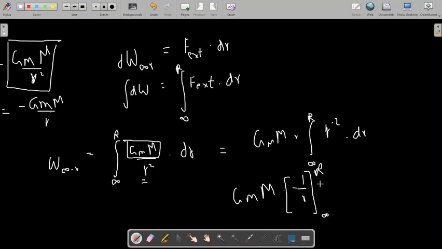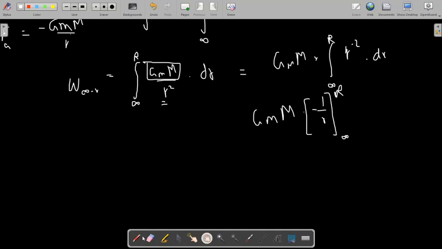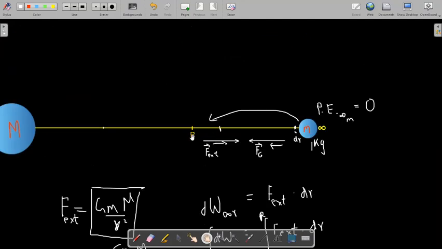Okay, so if you were to replace this r with this capital R, that would just be minus 1 upon capital R. Minus 1 upon infinity gives us 0. So that will give us the work done by the external force is negative GMm upon R. This capital R over here is just the point, and that's the distance, how far it is from this mass, this capital M.